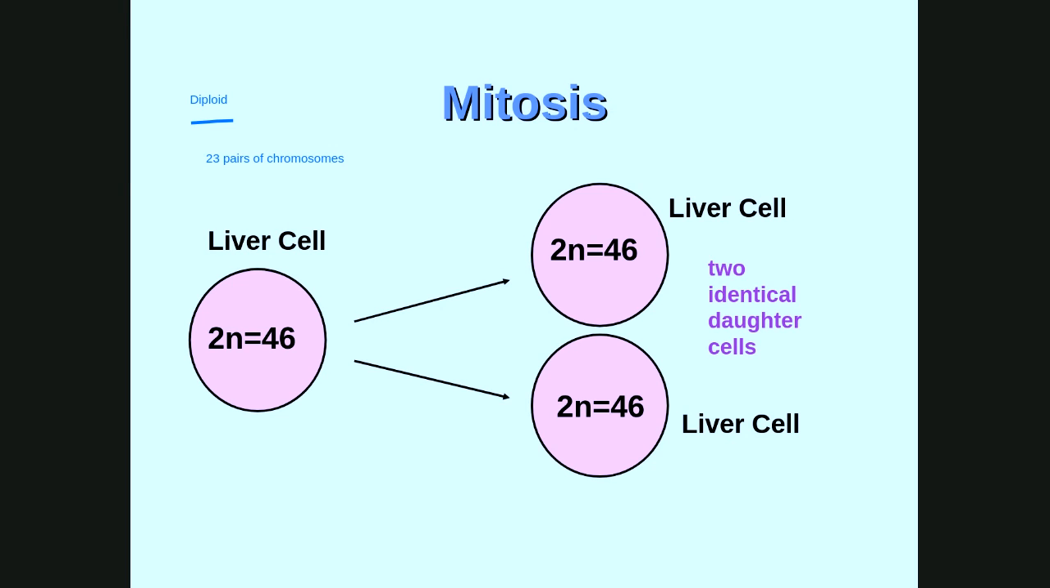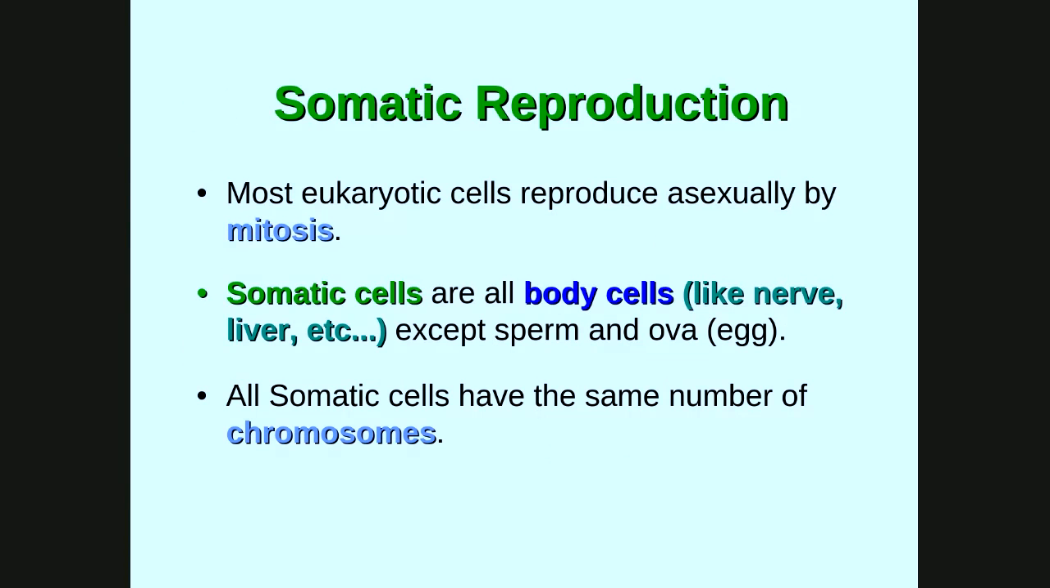It means the two daughter cells can be formed without any difference in the chromosome number. So the chromosome number in the mother cell will transfer the same number of chromosomes to the two daughter cells. So you must remember that the chromosome number will be the same in mitosis. So, somatic reproduction: most eukaryotic cells reproduce asexually by mitosis.